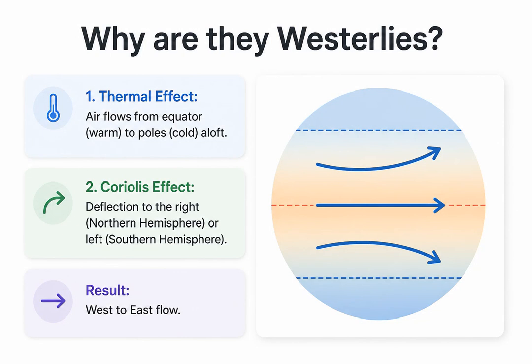Why do we call them westerlies? In the upper troposphere, air flows from the warmer, less dense regions near the equator toward the colder poles. As this air moves poleward, the Coriolis effect deflects it. Anything moving toward the poles deflects to its right in the northern hemisphere and to its left in the southern hemisphere. This consistent deflection turns the poleward flow into a west to east flow in both hemispheres.